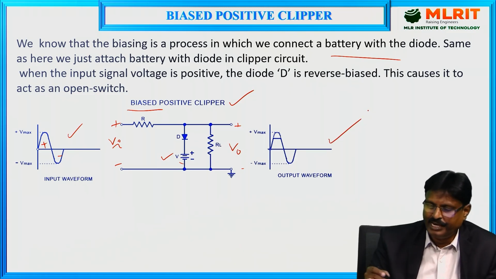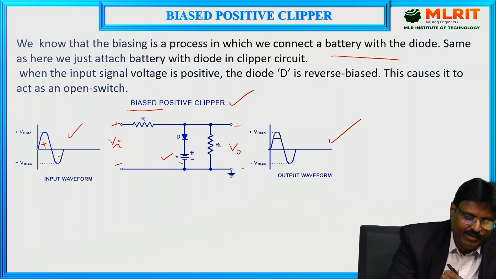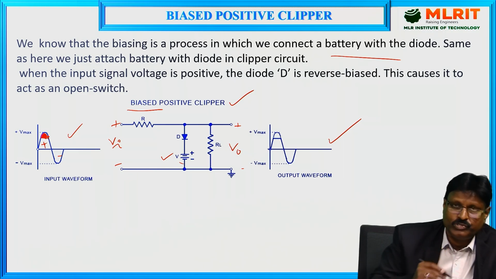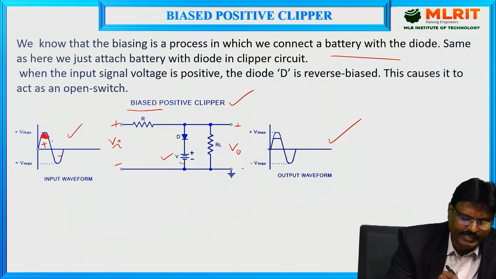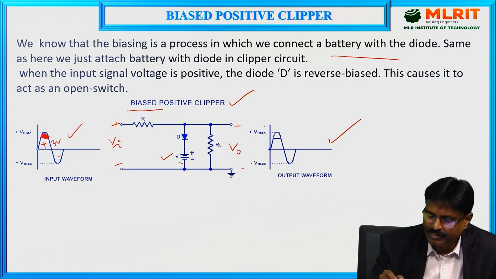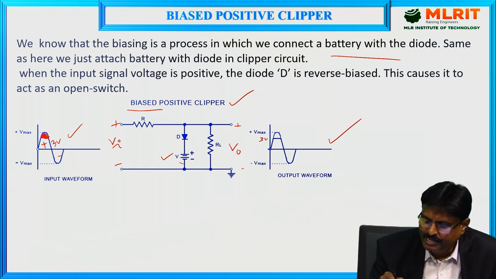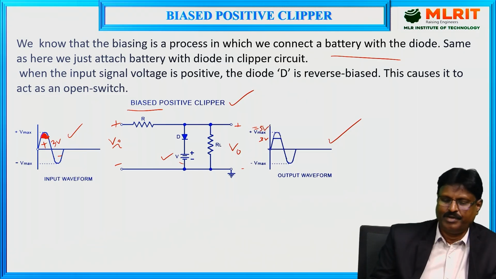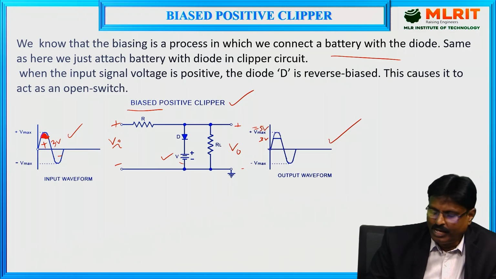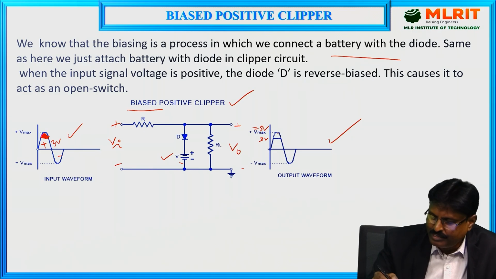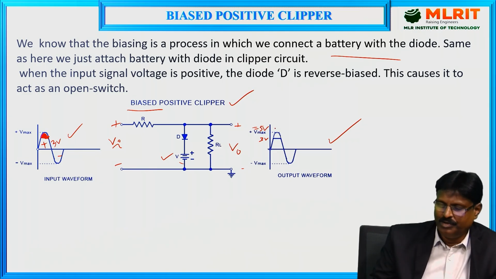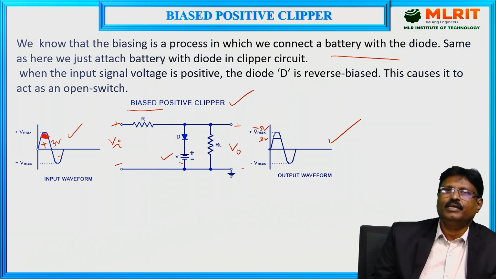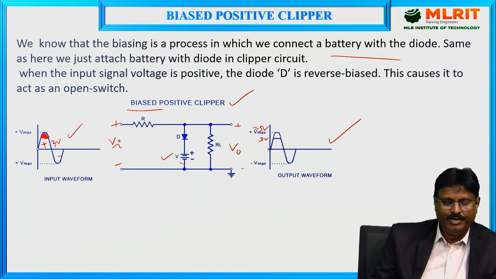My application here is I need to clip this portion of my positive peak. As you can see here, let it be 3 volts, and Vmax let it be 5 volts, for an example I am taking. So the particular portion above 3 volts up to 5 volts must be clipped.